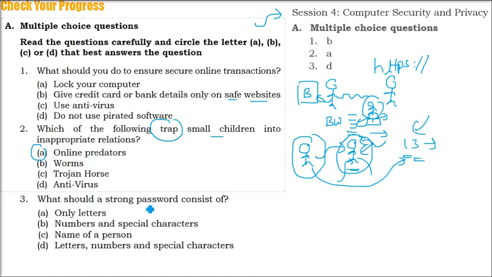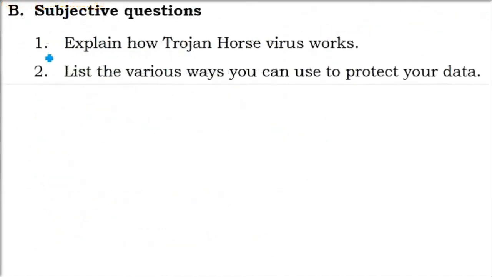Coming to the next one. What should a strong password consist of? A strong password is one that other people cannot break. Letters should be there, lowercase and uppercase, combined with the numbers 0 to 9, combined with special characters like percentage, dollar. So minimum 8 characters plus. Let us now see these subjective questions.